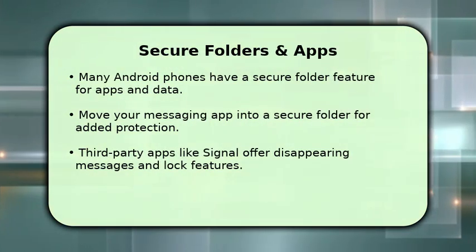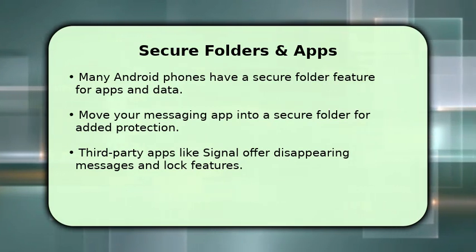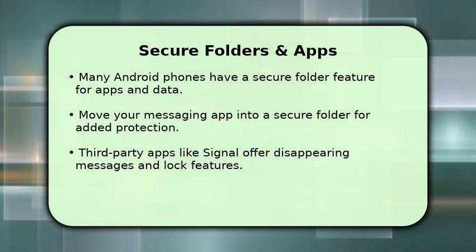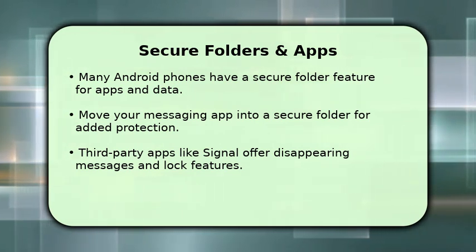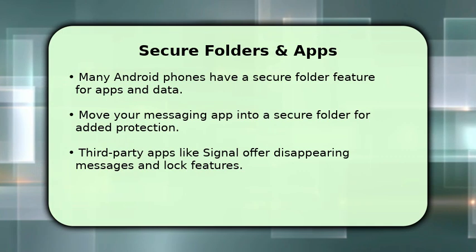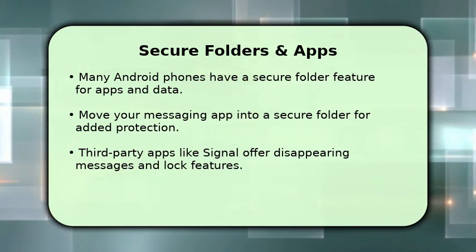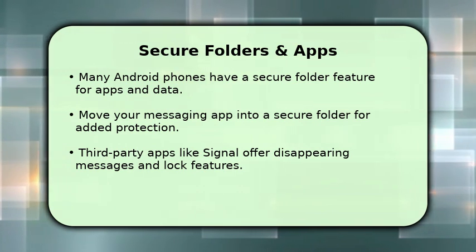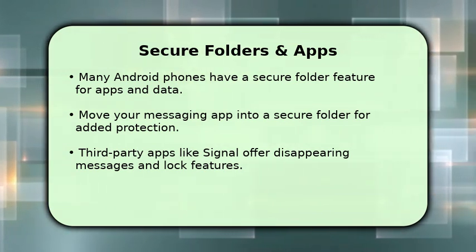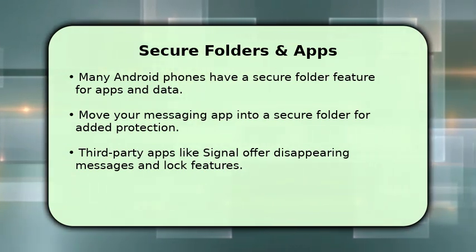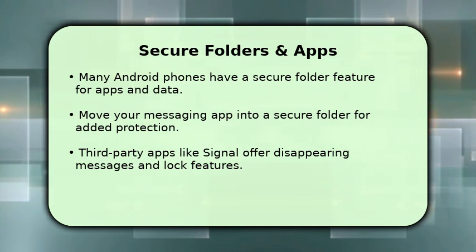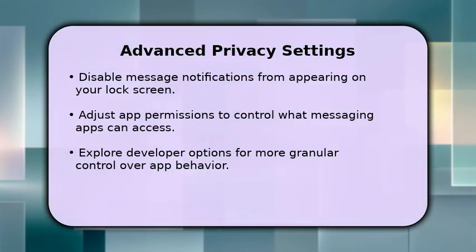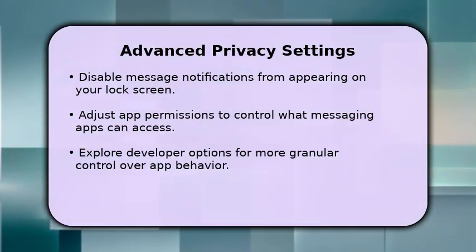For a higher level of privacy, consider using your phone's secure folder feature, if available. You can place your entire messaging app inside, requiring a separate password or biometric to access it. Additionally, some messaging apps like Signal offer built-in privacy features such as disappearing messages and app locks, giving you more control over your conversations.